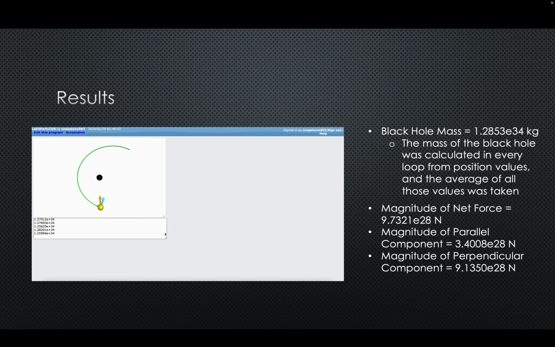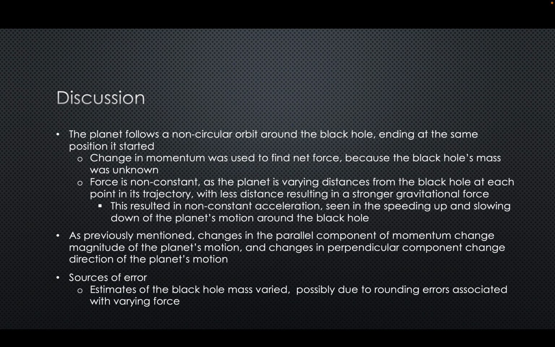And as you can see, it goes in an elliptical pattern. And the mass was found by summing all of the values seen generated and then finding the average of them. And the magnitude of the net force and the parallel and perpendicular components can be seen there, given at the end of the code. So the planet clearly follows an elliptical orbit around a black hole, ending where it started.